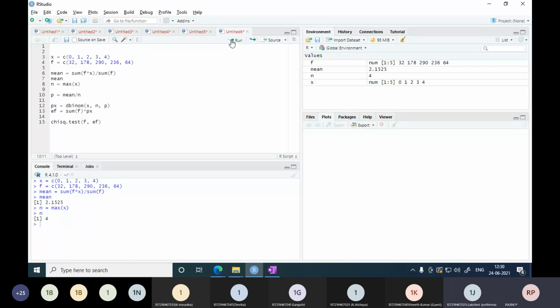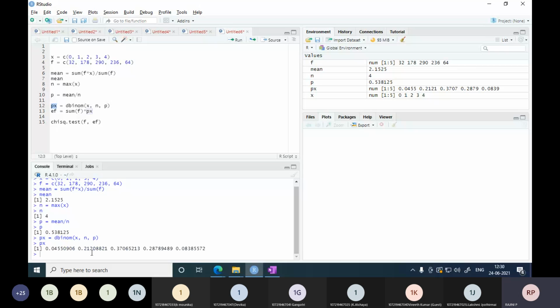Now, ma'am, the probability value, parameter p value, what is it? Yeah, 0.538. Now, what are the probabilities of all these binomial distribution values? Okay, I want to see the probabilities. Yeah, these are the probabilities of the binomial distribution for all x.